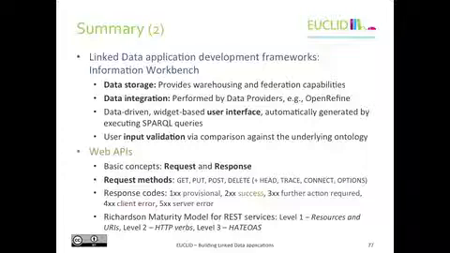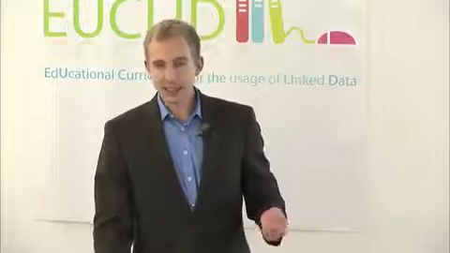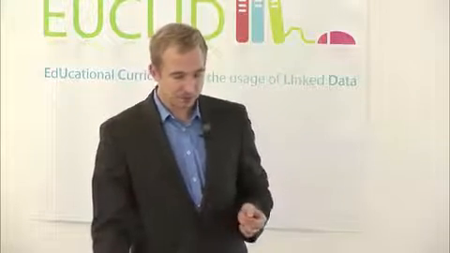About the frameworks that we talked of, the Information Workbench has two architectural patterns for data storage that are supported. One is the crawling pattern, the warehousing pattern, in other words, where data is ETL imported and stored in the database. And the second is a federation approach.